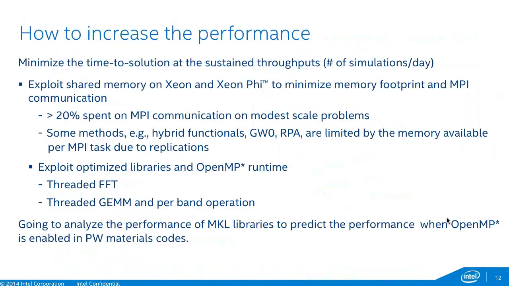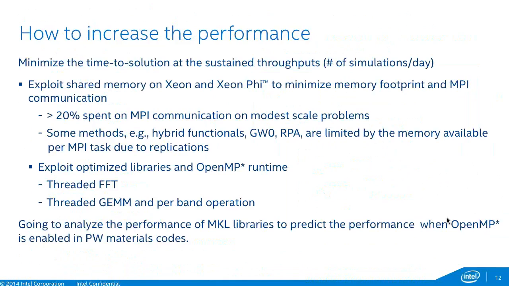In particular, the partition I adopted breaks up the bands among the MPI tasks, which means that at some stage all bands have to be rotated or visited by the other MPI tasks. So there is a large data transfer. By using shared memory programming with OpenMP, you can optimize that data transfer. First of all, instead of transferring among so many MPI tasks, we can reduce that to fewer MPI tasks.